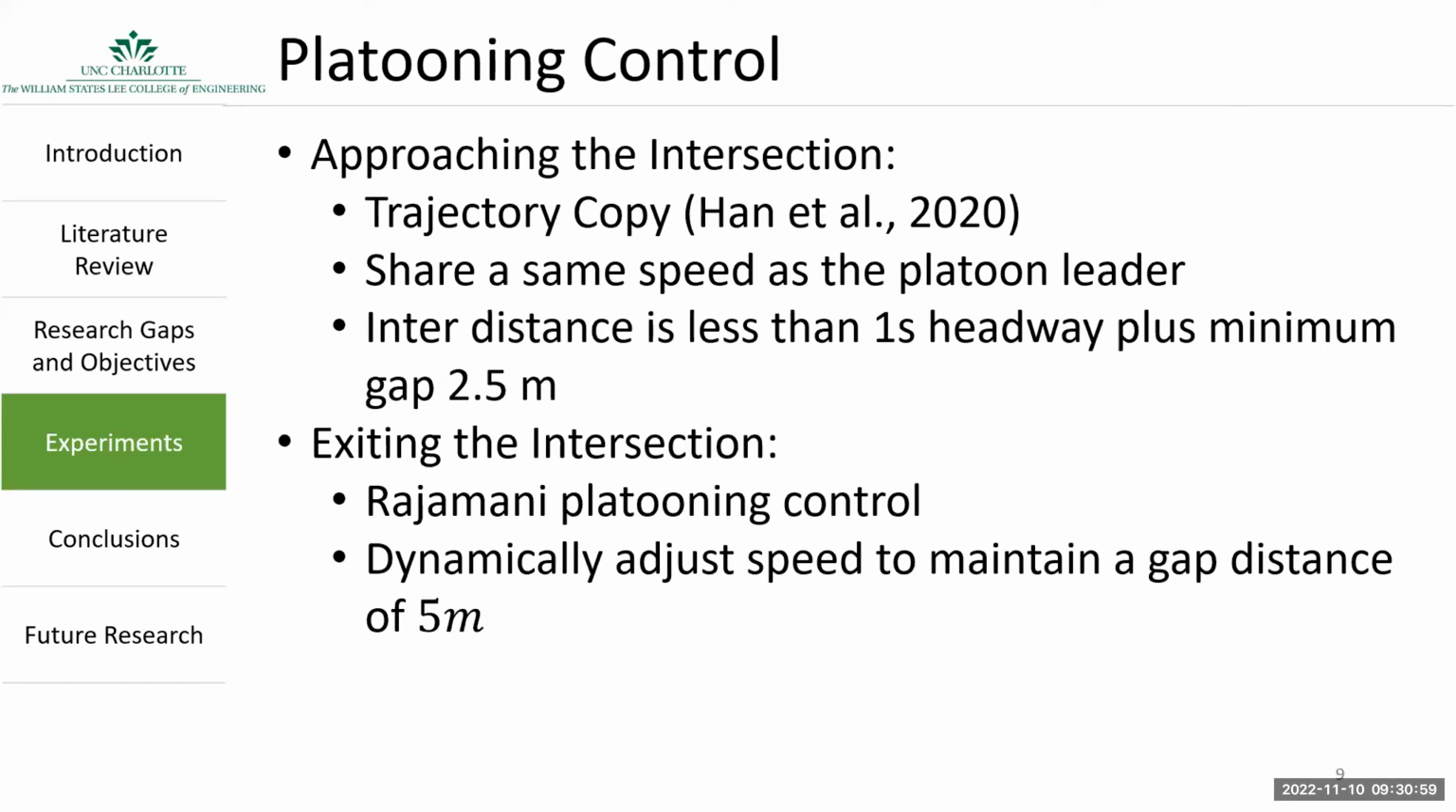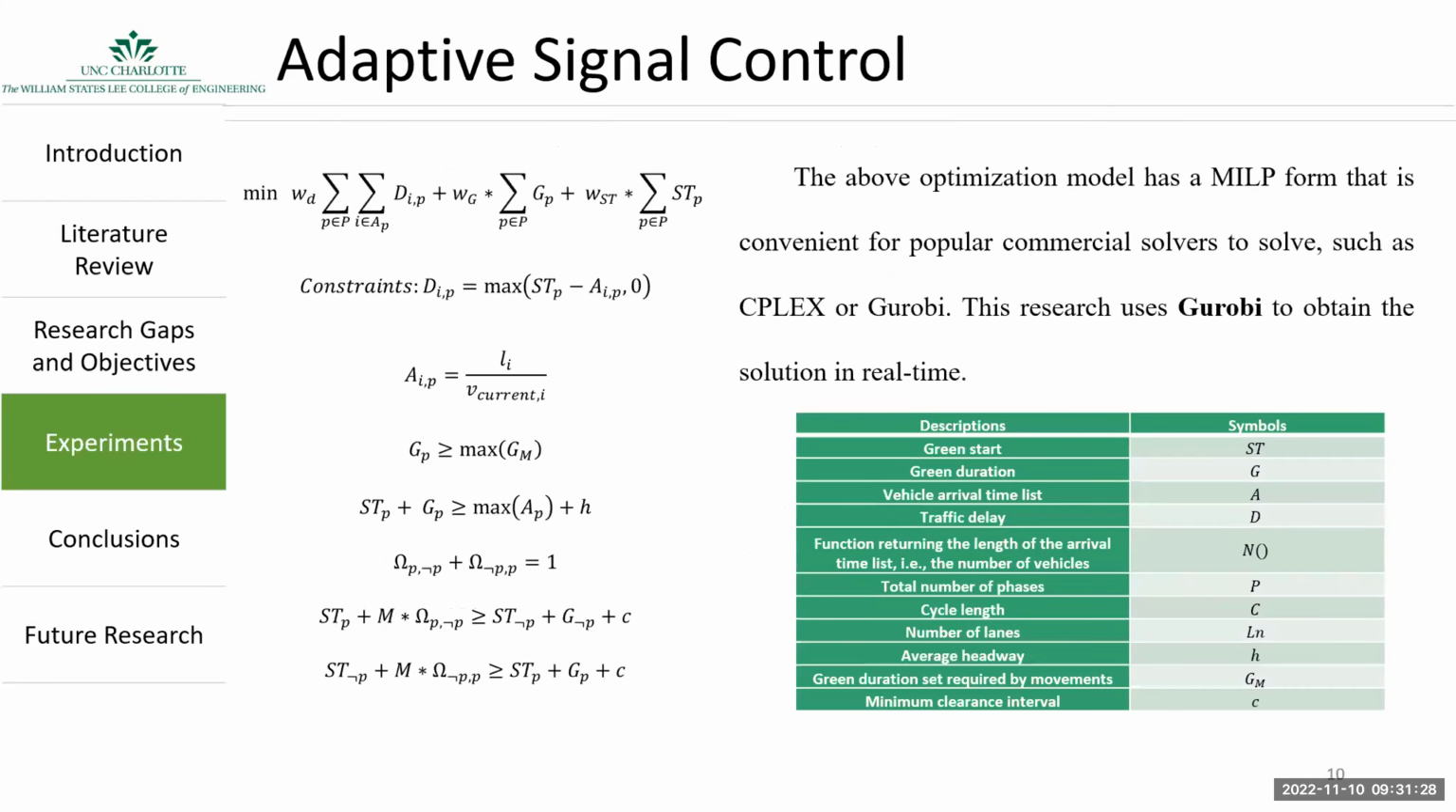They are the same, and this mechanism can take effect when their inter-distance is less than 1 second ahead away plus the minimum gap of 2.5 meters. After the vehicle exits the intersection, the Rajamani platooning control logic can take effect and it can form a really close platoon nicely. So that's for the platooning control.